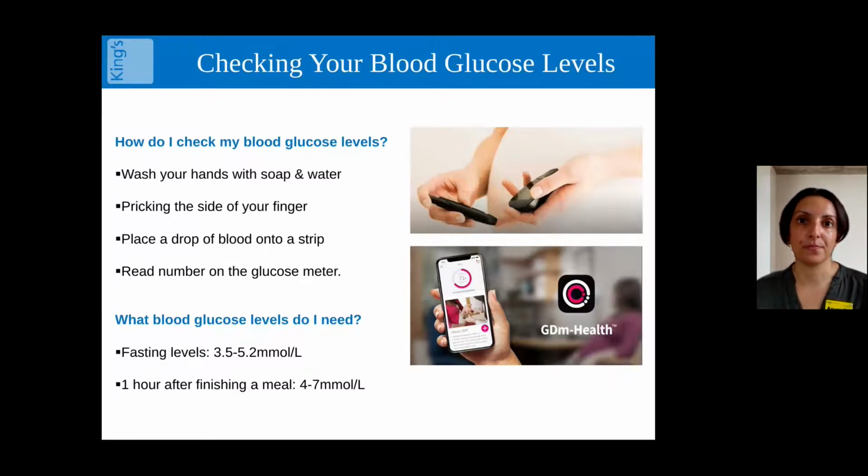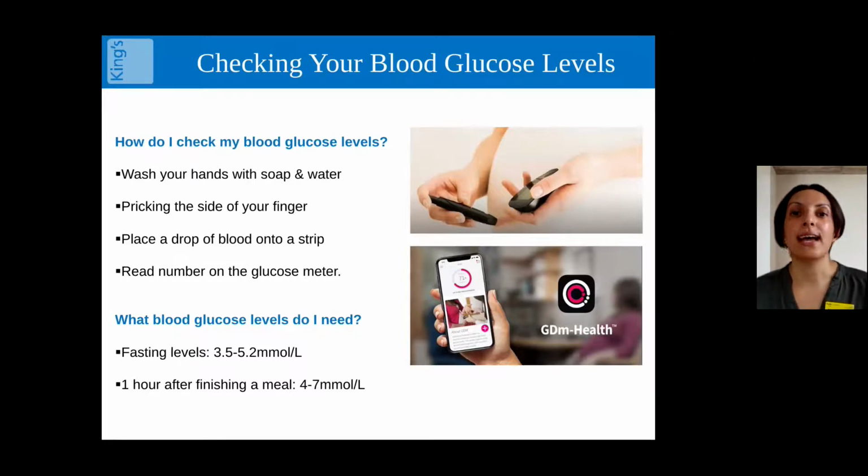When you're doing your finger prick test, please make sure that you're rotating the fingers accordingly with each test, and also that you're doing the finger prick on the side of your finger, so not on any other points, as you may get very sore fingers quite quickly. And then the test result you're looking for is the number that appears on the meter itself.